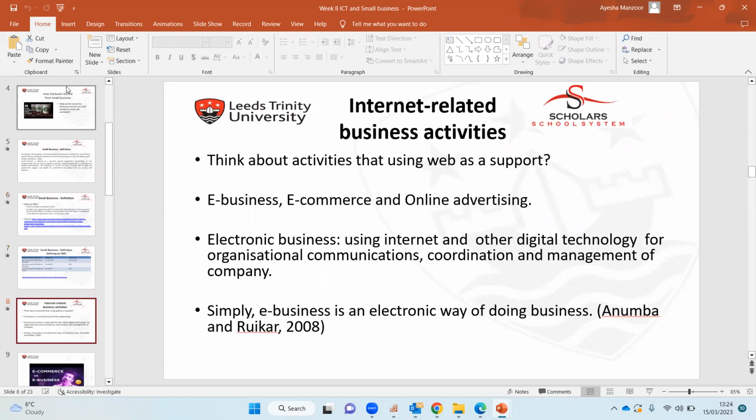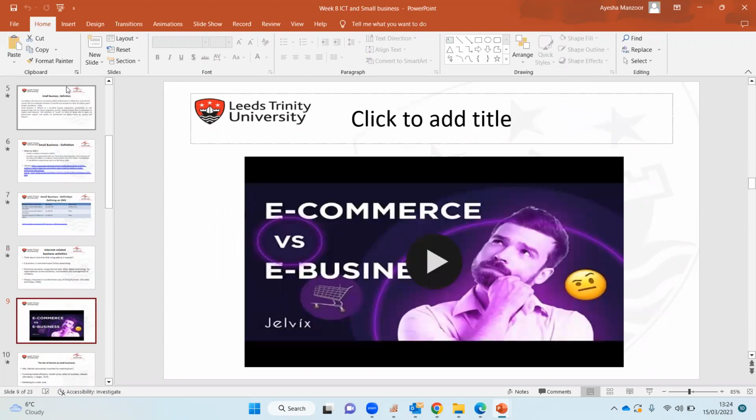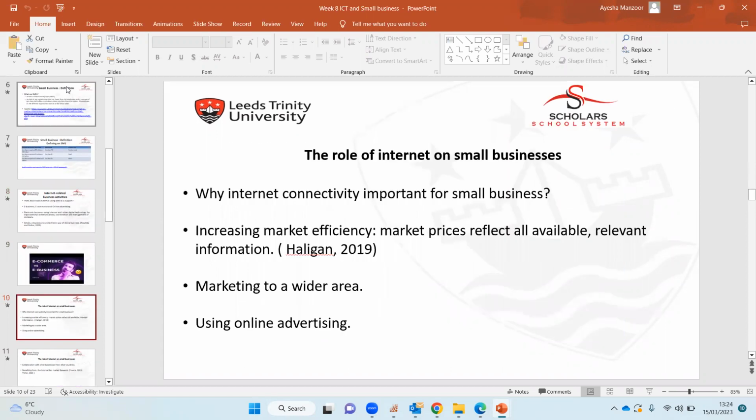And then think about activities that use the web as a support. For example, how small businesses can utilize the available sources, such as e-commerce and online advertising. And then there is a video on e-commerce and e-business, showing how small businesses are growing now by utilizing e-commerce and e-business tools.